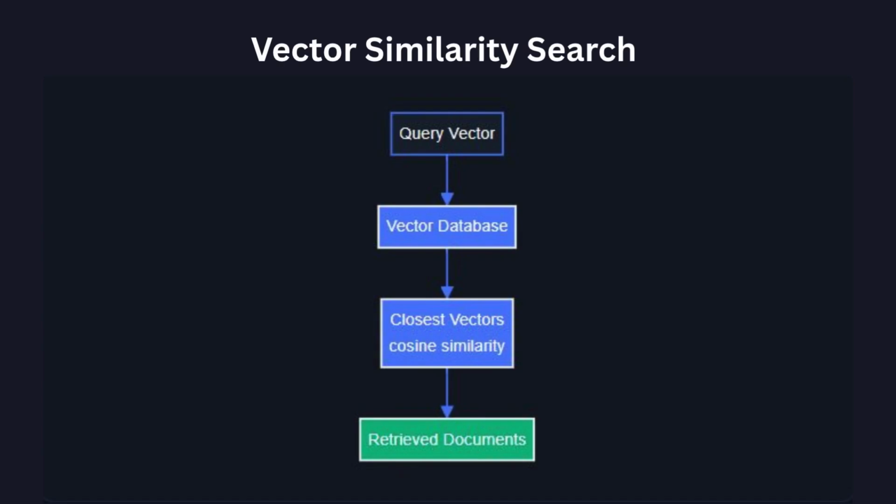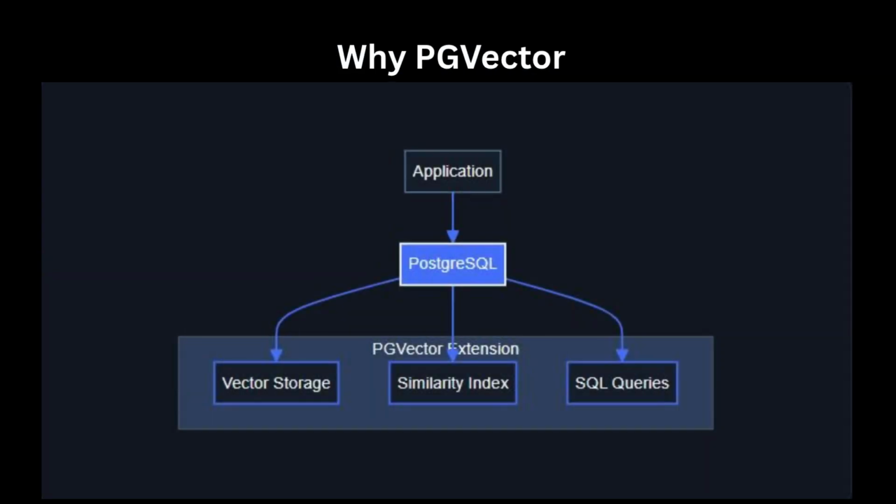Vector similarity search. Similarity search retrieves documents based on semantic similarity. The query vector is compared with stored document vectors using cosine similarity, which measures the angle between vectors. Documents closest to the query vector are considered most relevant, and the top results are returned as context for the LLM.